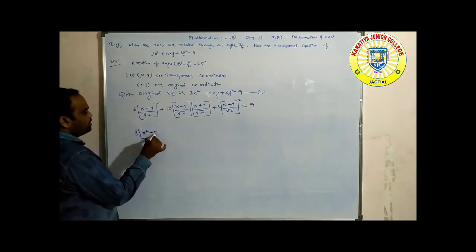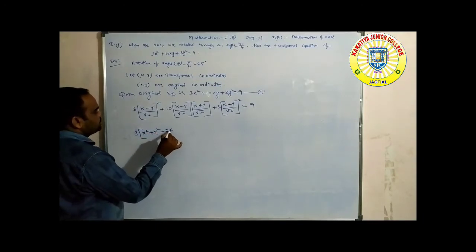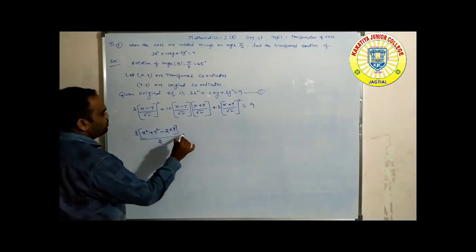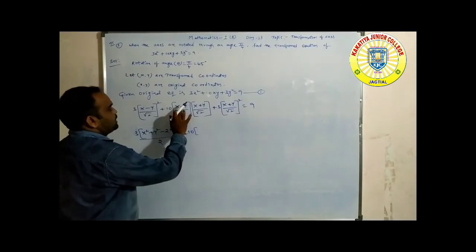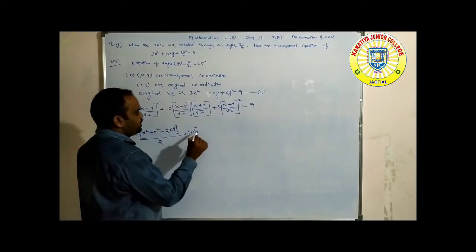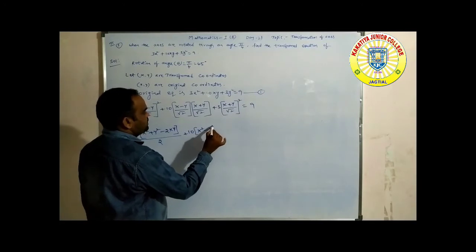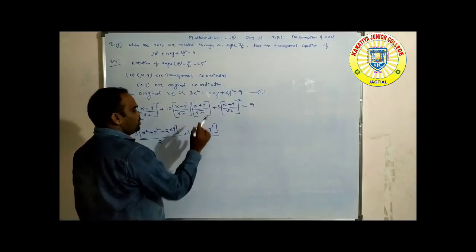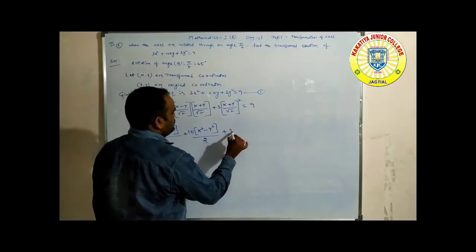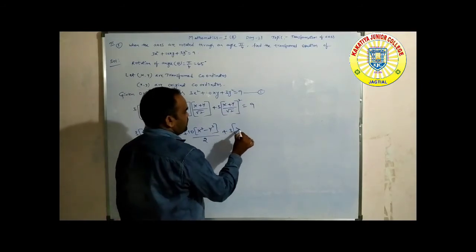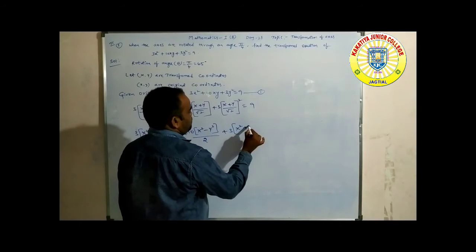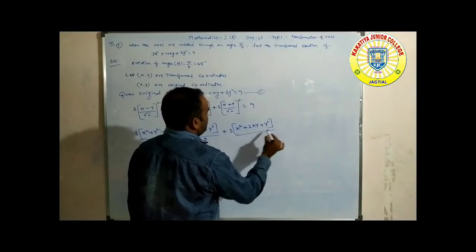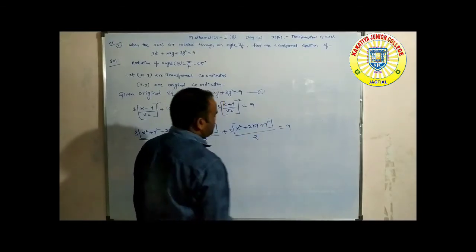Capital X square plus capital Y square minus 2 into capital X into capital Y by 2, plus 10 into capital X minus capital Y into capital X plus capital Y, which is capital X square minus capital Y square. Here a minus b into a plus b is a square minus b square. Root 2 into root 2 is 2. Plus 3 into capital X plus Y whole square, capital X square plus 2 into capital X capital Y plus capital Y square by root 2 whole square, which is 2, is equal to 9.